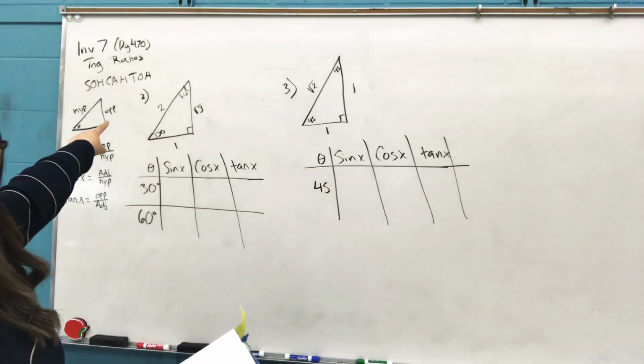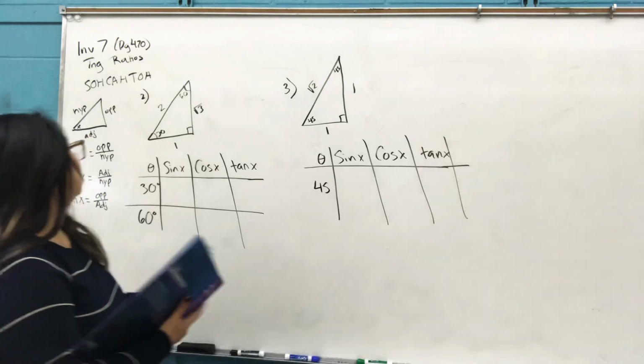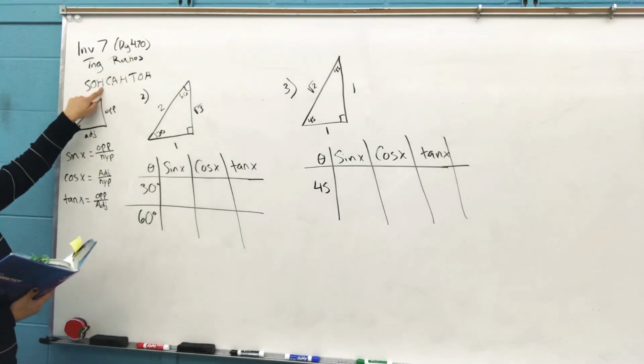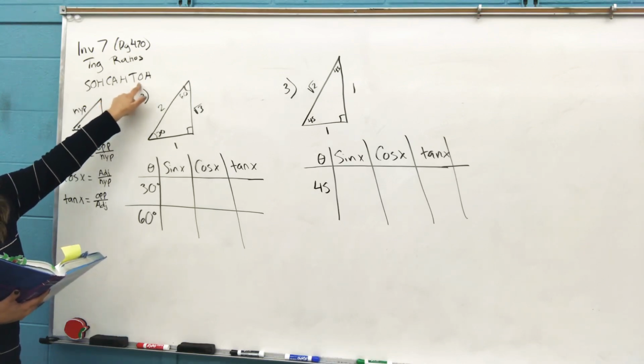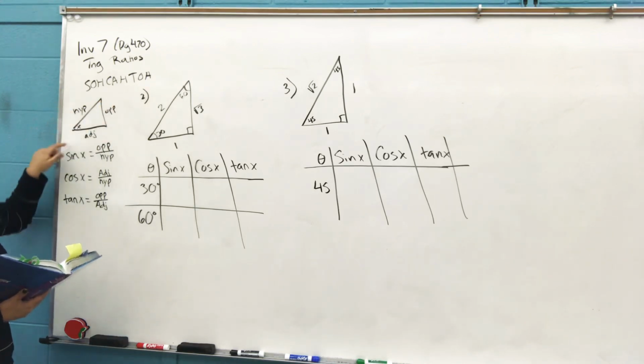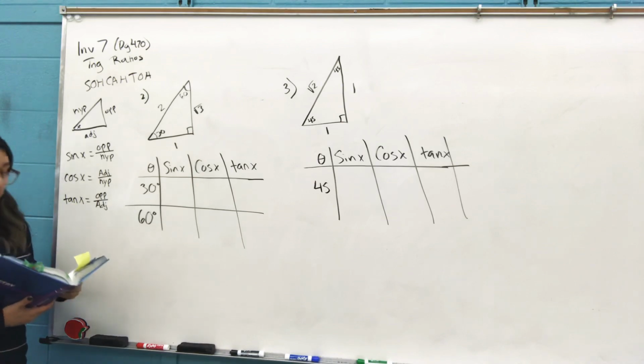You have SOHCAHTOA. Sine is opposite over hypotenuse, O over H. Cosine is A over H. Tangent is O over A, and you have that there. So if you want to screenshot this, that is fine.